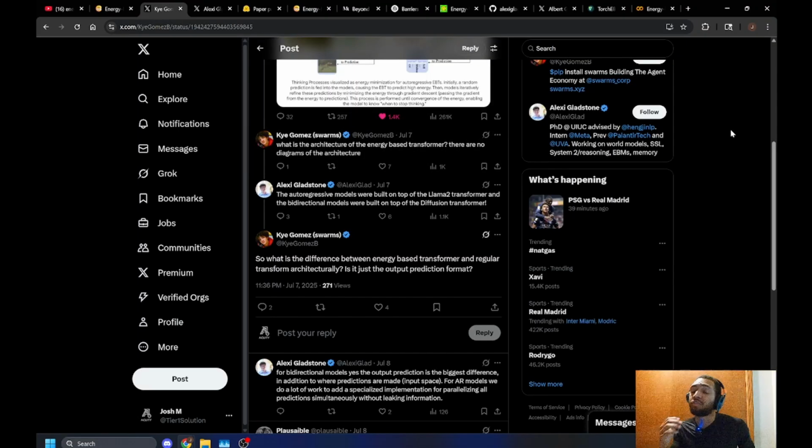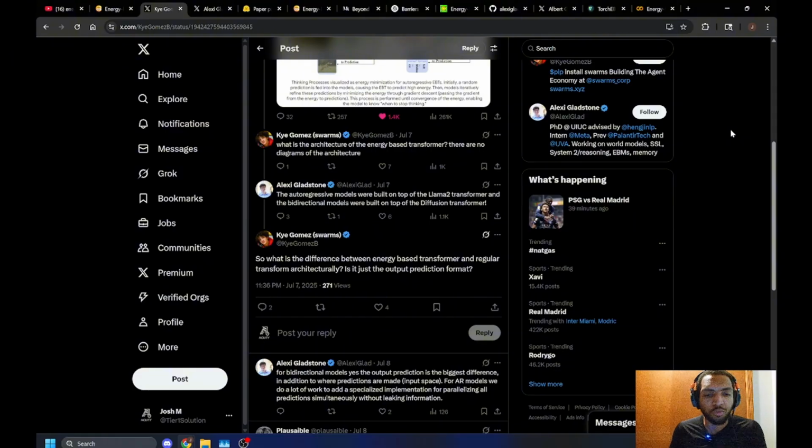So I just wanted to bring attention to some of the comments too, because they actually do have some insights into the actual paper. For example, he's asking, what is the architecture of the actual energy-based transformer? There aren't really any diagrams of it. And then Alexi's saying the autoregressive models were built on top of the Llama 2 transformer, and the bidirectional models were built on top of the diffusion transformer.